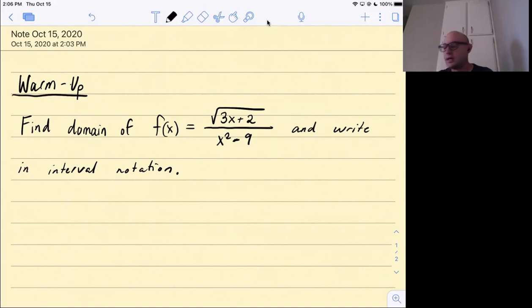Interval notation is the notation with the square brackets or the parentheses, depending on if you have the endpoint or not, and also the stuff with the union. If you have different intervals, like if there's a hole somewhere, you can set it up as one interval, union another interval.